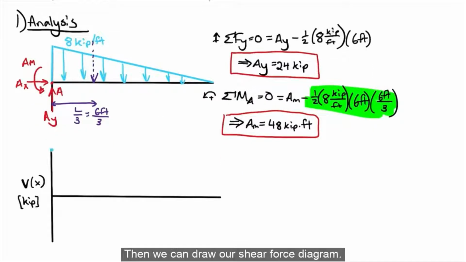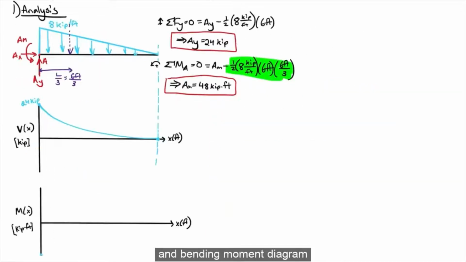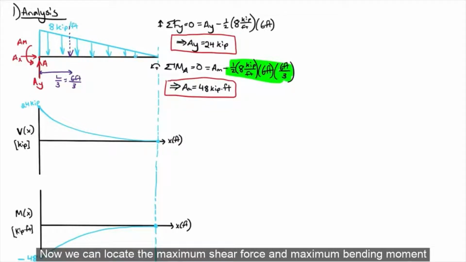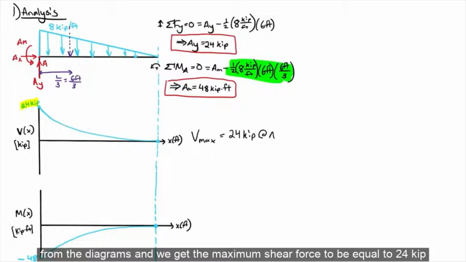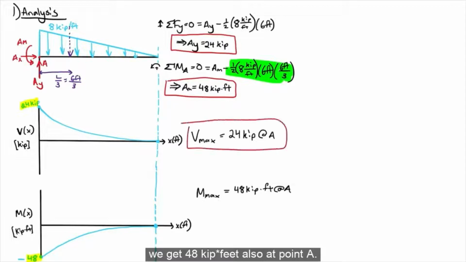Then we can draw our shear force diagram and bending moment diagram. Now we can locate the maximum shear force and maximum bending moment from the diagrams. And we get the maximum shear force to be equal to 24 kip at point A. And for maximum bending moment, we get 48 kip feet, also at point A.